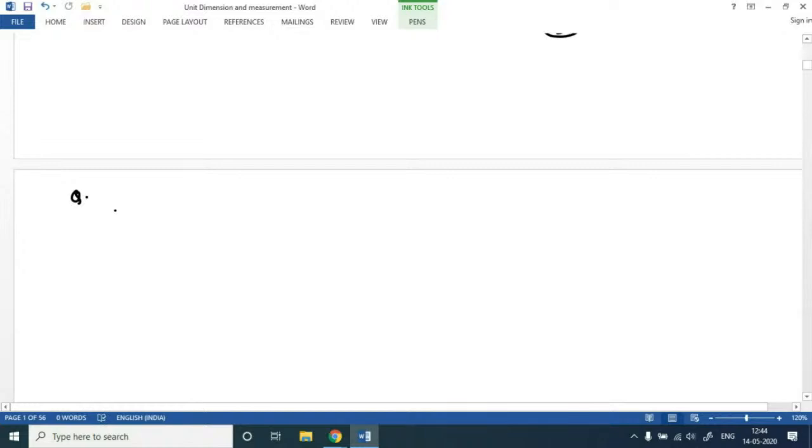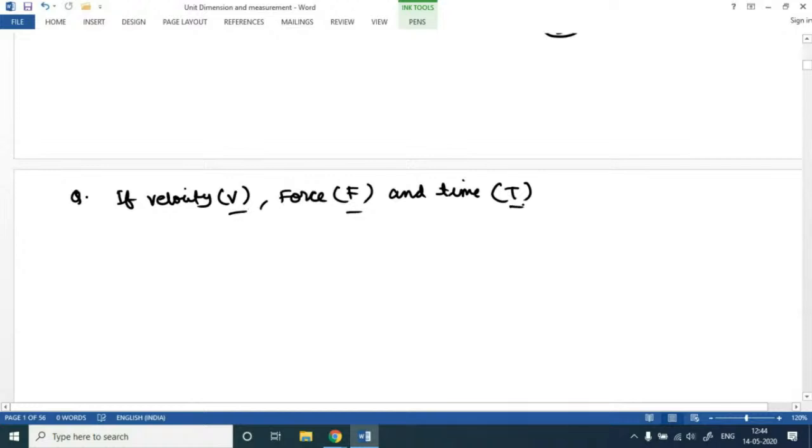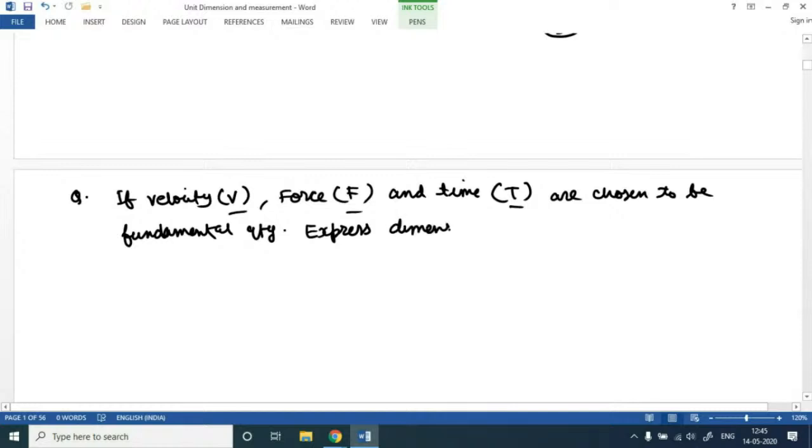For example, the question is, if velocity, say V, and force, say F, and time, say T, these are, let's say, their corresponding dimensional symbols, are chosen to be fundamental quantities, then we have to express the dimension of mass in terms of V, F, and T.